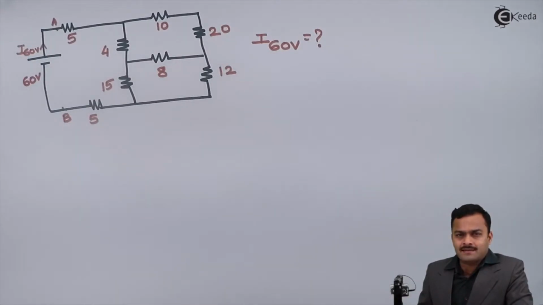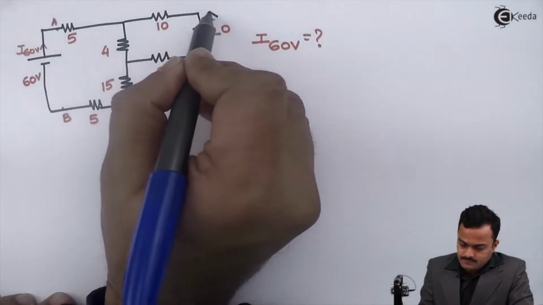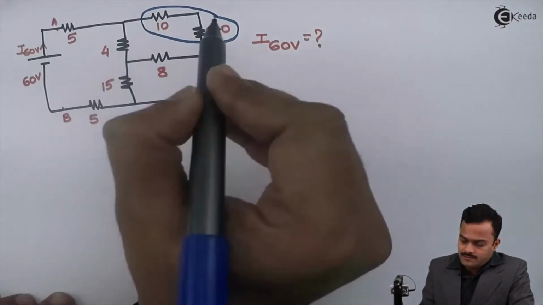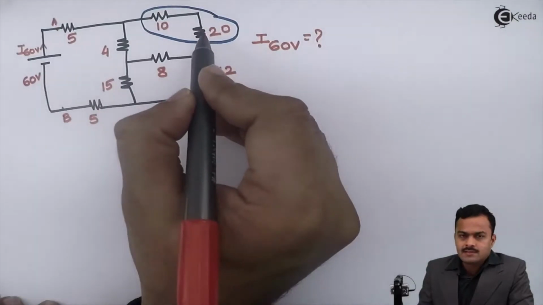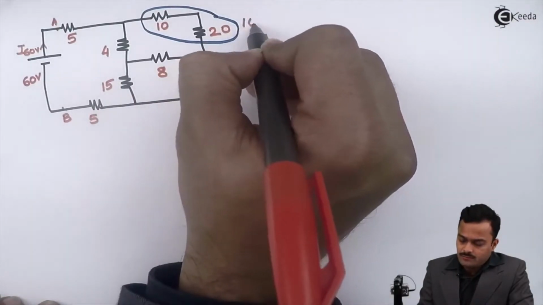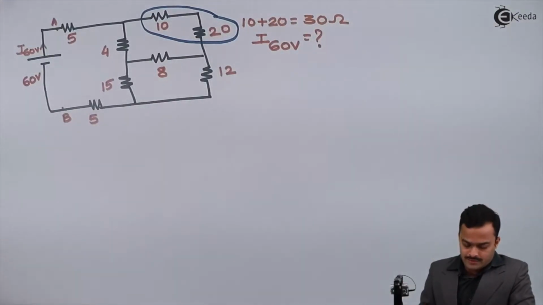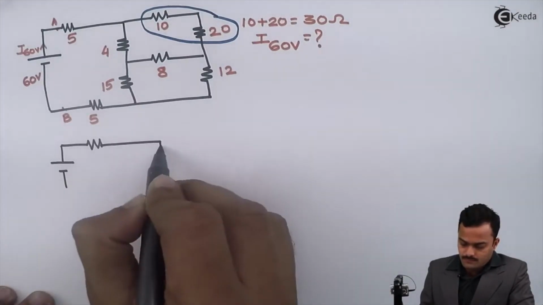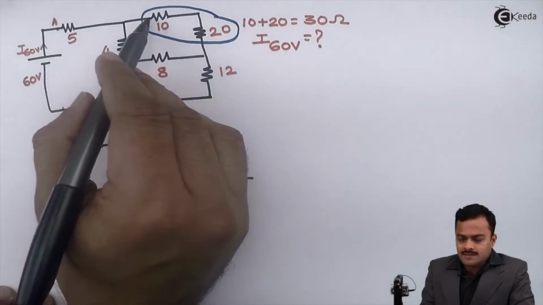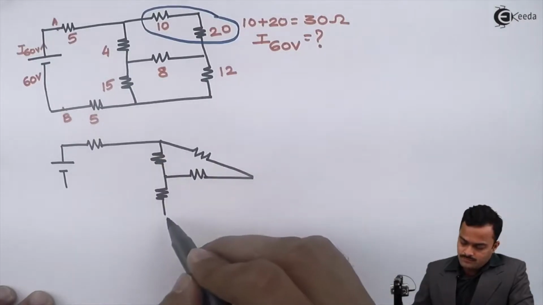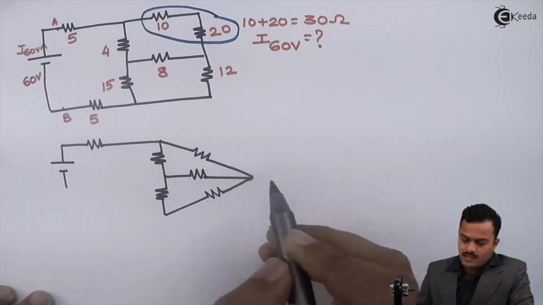So before applying star delta, delta star, we have to find out is there any series parallel connection directly available or not. So I can check. I will have this series connection available. So 10 plus 20 will give me 30 ohm. So that circuit will look like this. I will consider this resistance like this, and this 12 ohm I can connect like this.